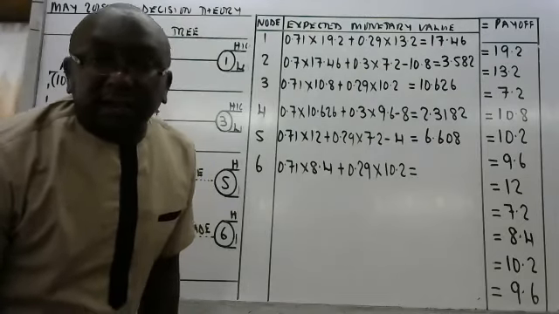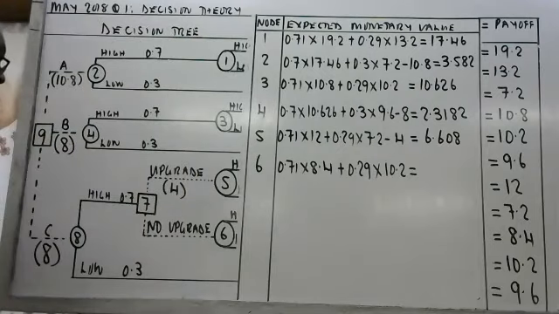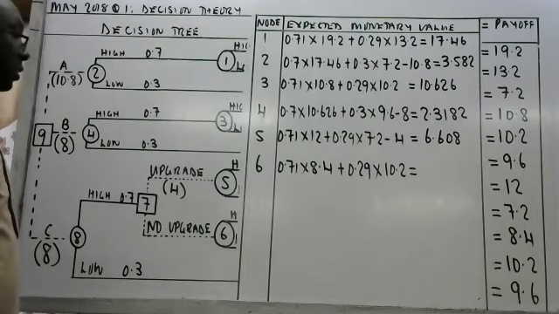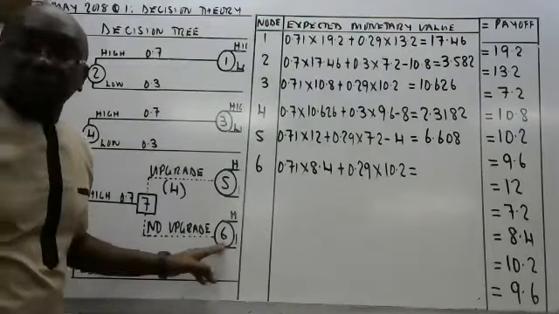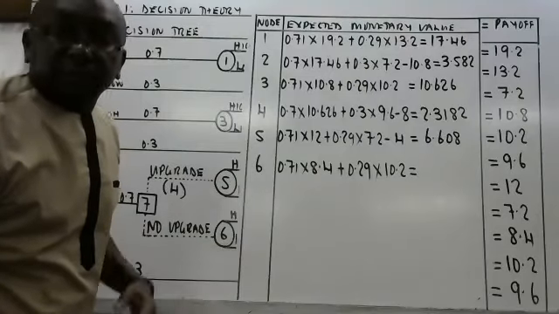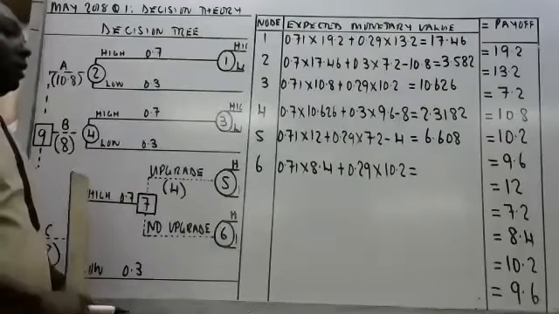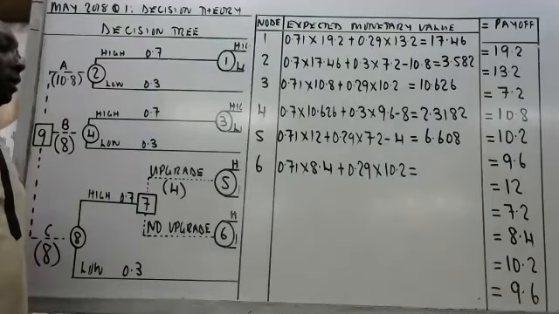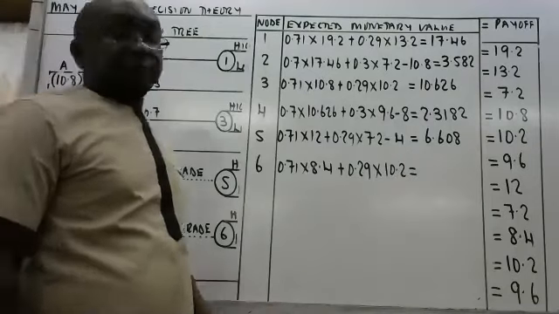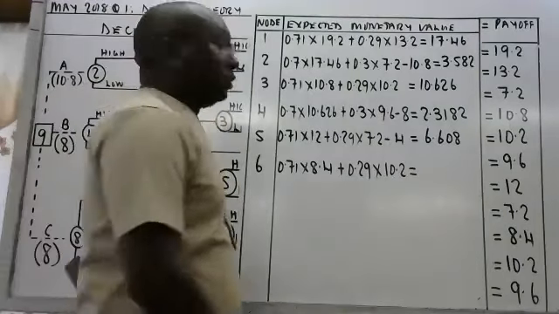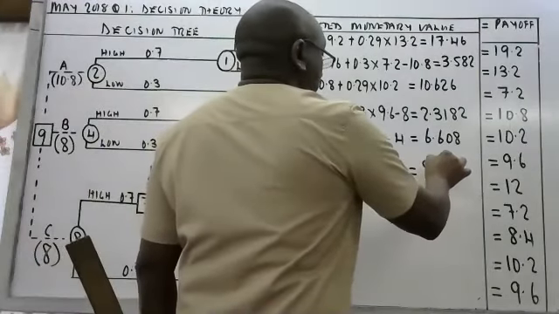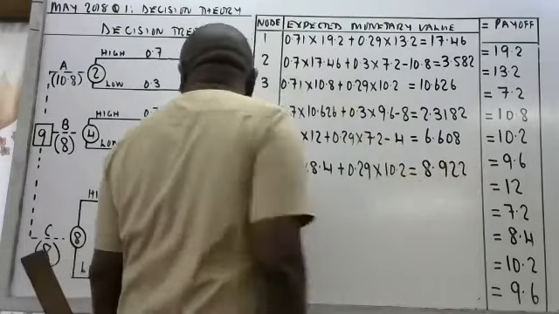June, you are saying just 0.7. Where was 0.7? We are here at number 6, June. Yeah. Give me this. 8.922.